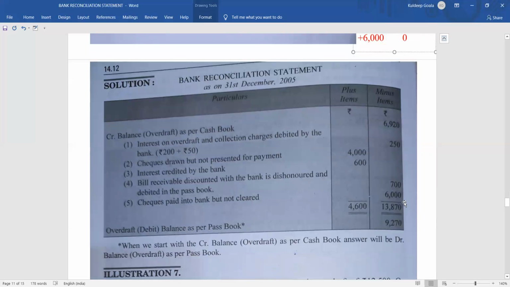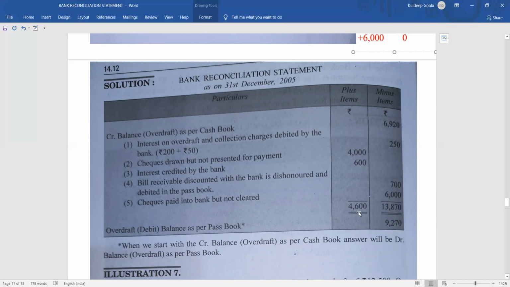Now what to do? In the rough, in the previous class I told you and showed you how to do it. In the rough you find out the plus total and minus total both separately. You can see here in this situation the plus total is only 4,600, whereas the minus total is much more than that. So what you will do is take the minus total first, which is 13,870 rupees. Okay, you can do it like this.